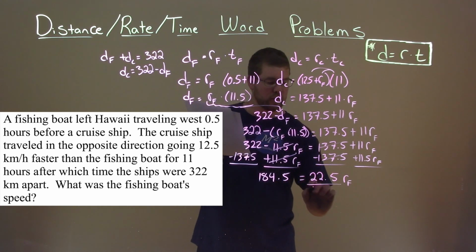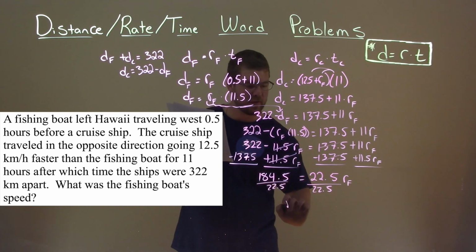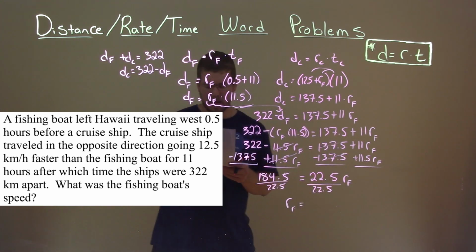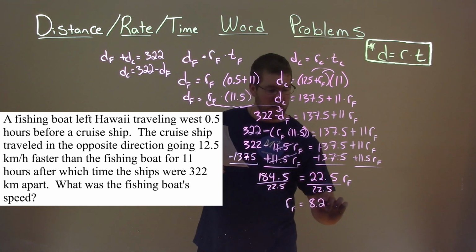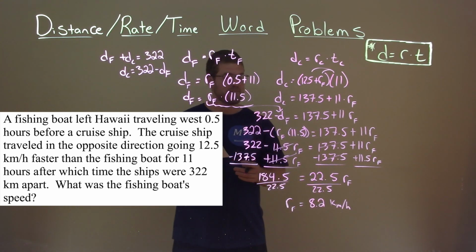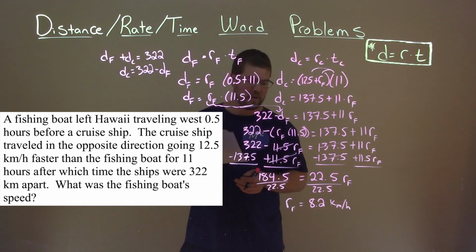We divide by 22.5 on both sides. And what do we have? Well, r sub f by itself here is equal to 184.5 divided by 22.5, which is 8.2, and our units are kilometers per hour. And so the fishing boat's speed was 8.2 kilometers per hour.